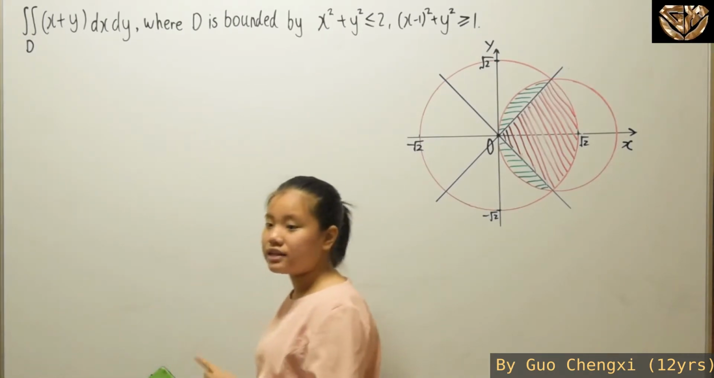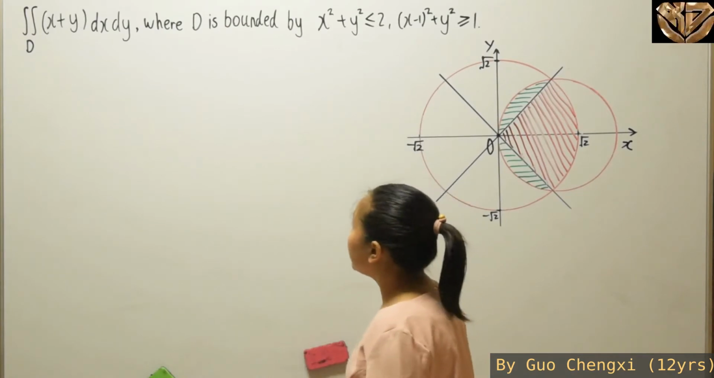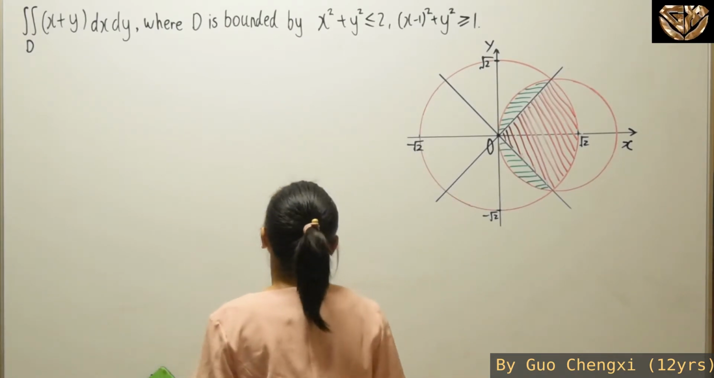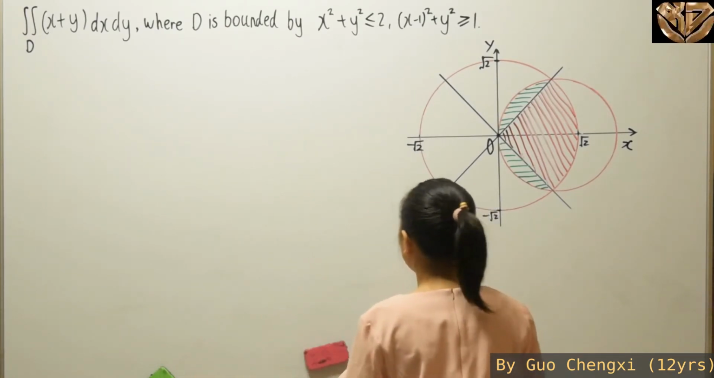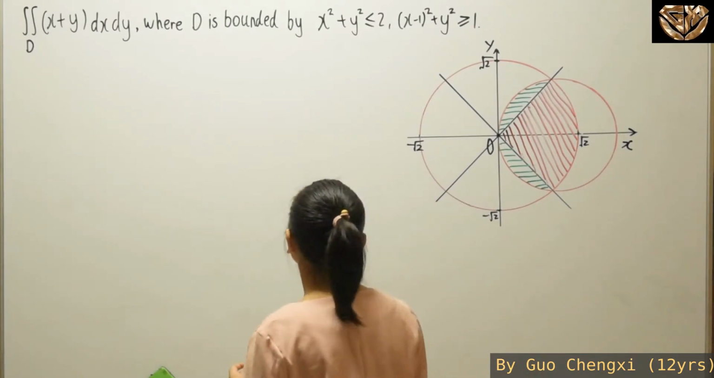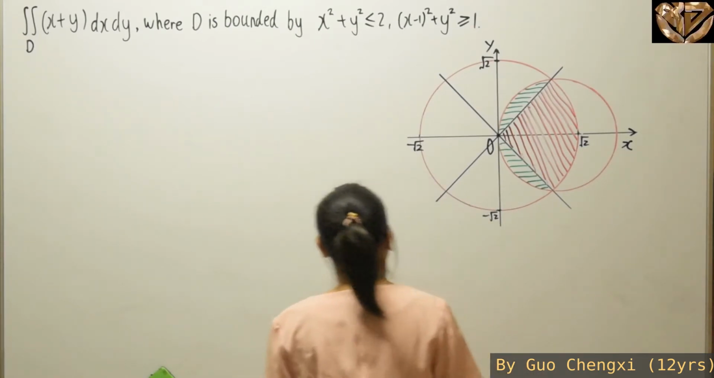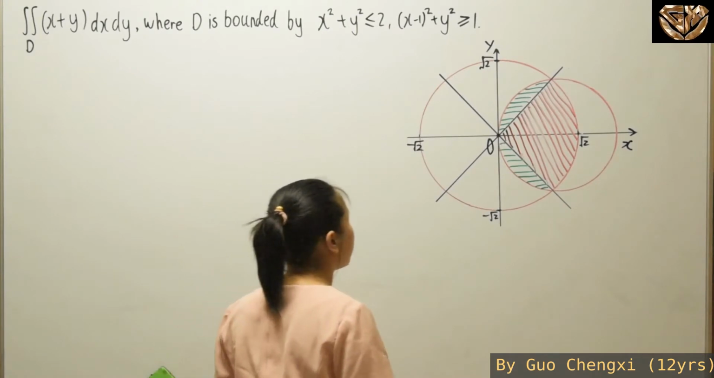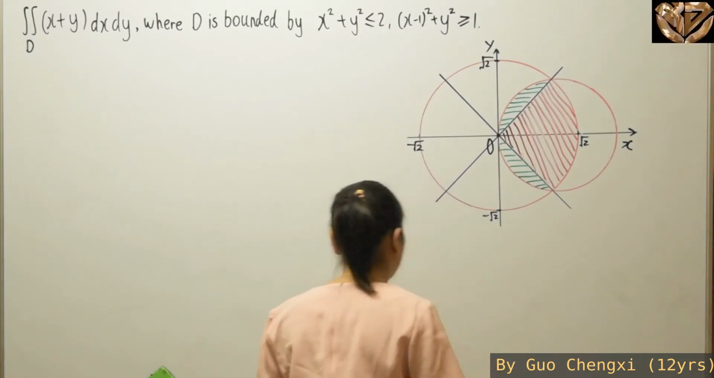of (x plus y) dx dy, where D is bounded by x squared plus y squared is smaller or equal to 2, and (x minus 1) squared plus y squared is bigger or equal to 1.